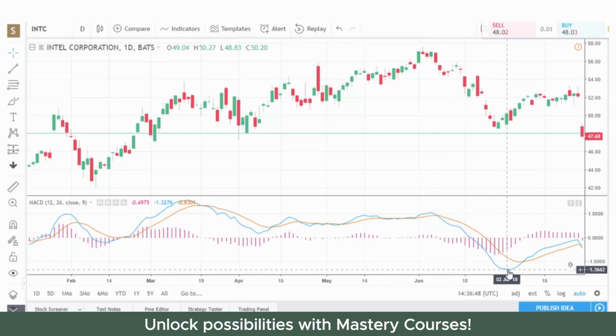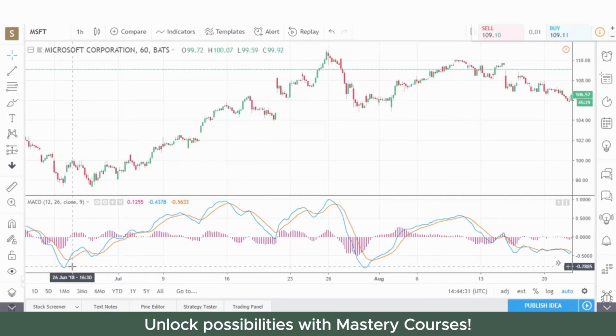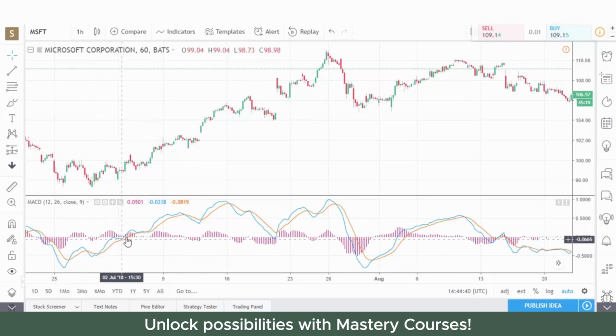Now let's take a look at a shorter time frame chart. Let's take a look at an hourly chart of Microsoft. Let's begin here on June 26th, we see a cross to the upside, a cross to the downside. And what you'll notice is that there are a lot of crosses in Microsoft with the MACD at various levels. These crosses can get us in and out of the market without much gain and cost us in transaction fees. So one way to trade the MACD is to only use crosses at extreme levels or around the zero line.